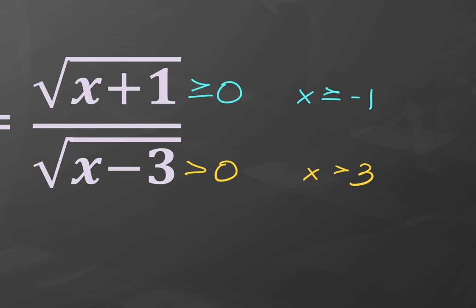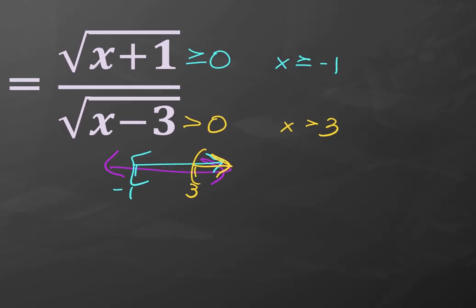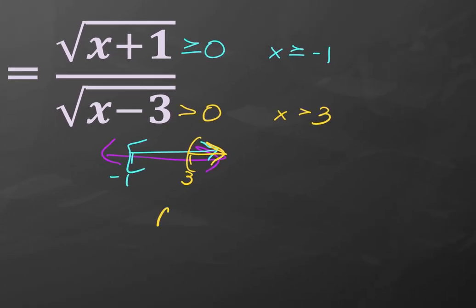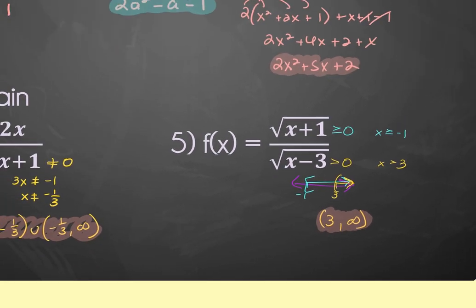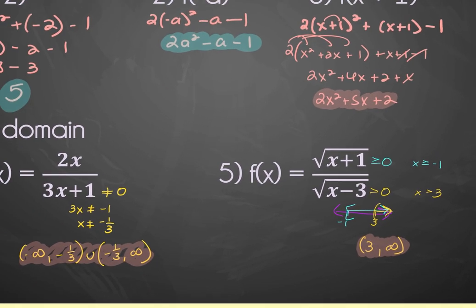If you need to visualize it on the number line, do it. So -1 would have a bracket pointing to the right, and +3 would have a parenthesis pointing to the right. It's only where they overlap, because it's the same, that needs to be restricted for both. So this is from 3 to positive infinity. Questions on any of it?